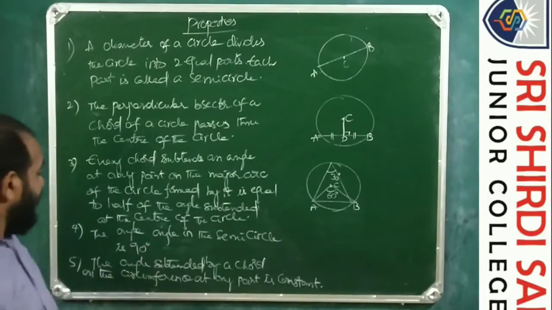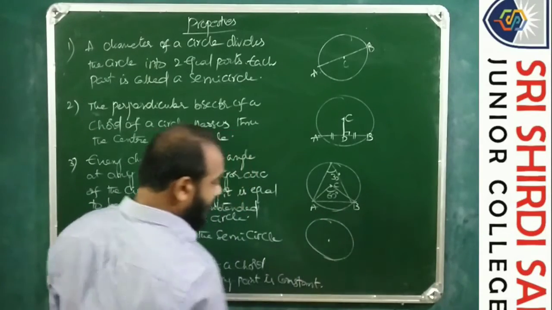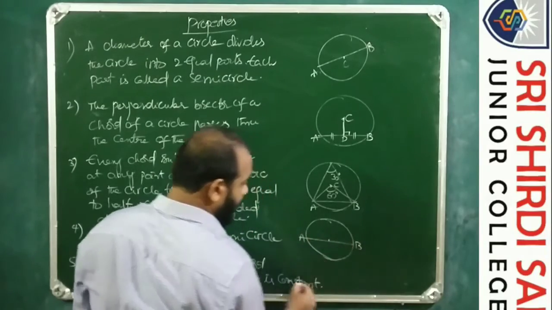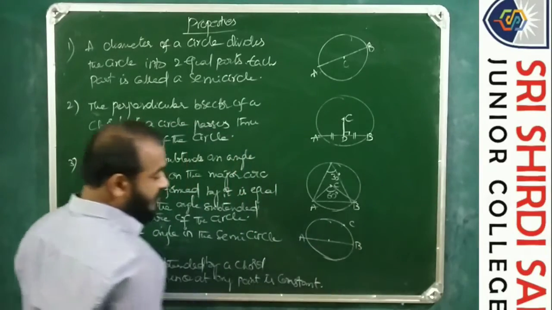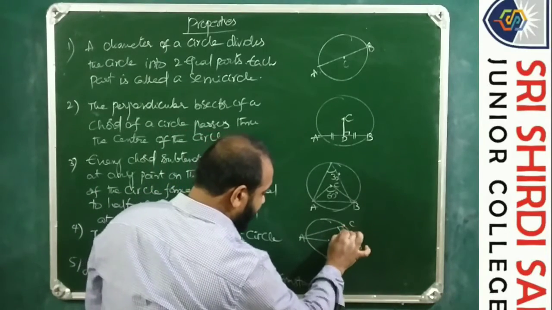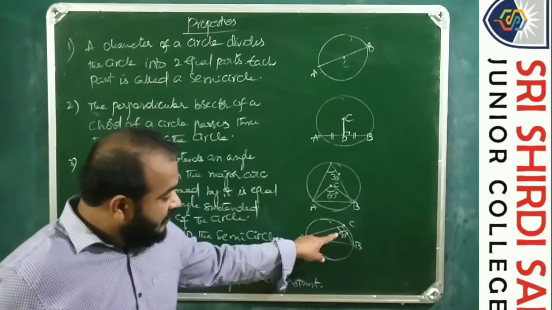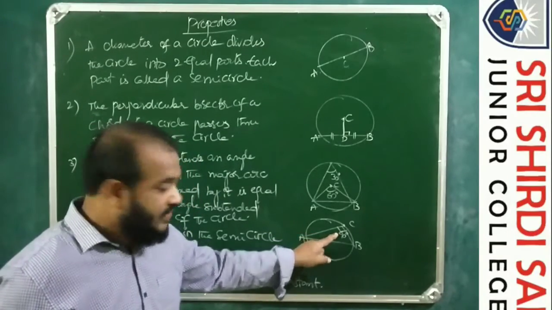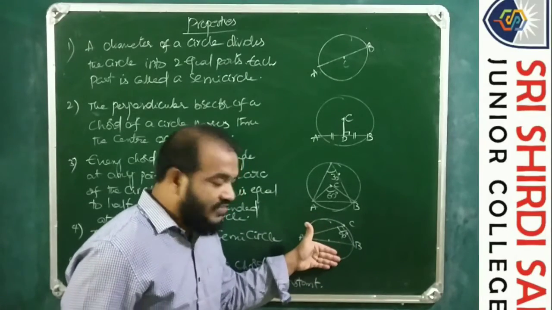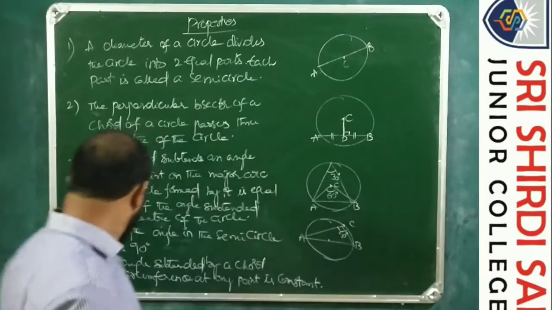And the angle in a semicircle is 90 degrees. So let us suppose that this is the circle, this is the diameter AB, and let us suppose that this is C. So this is 90 degrees. This 90 degrees is the angle in the semicircle AB. This is a semicircle and this is a semicircle. The angle in a semicircle is 90 degrees.